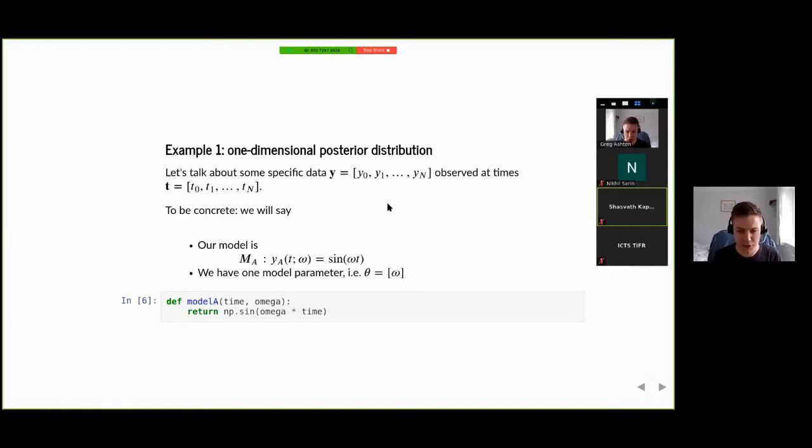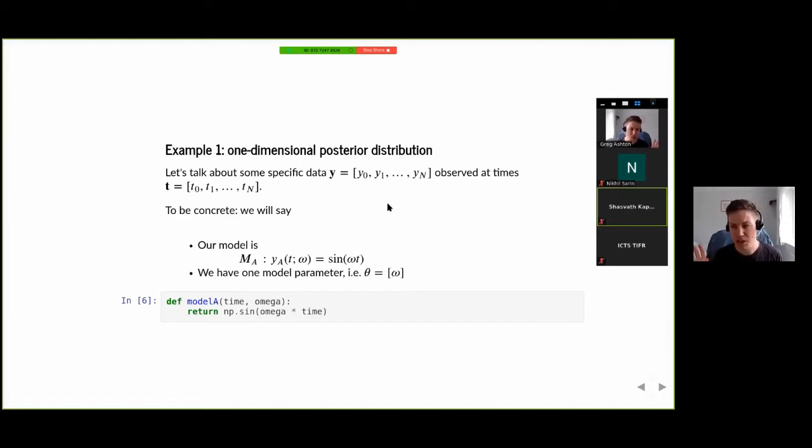This is just for the purpose of the demonstration. I'm going to say that my model, model A in this case, is just a sine function. So my prediction for the data, my generative model, is a sine function which goes as omega t. If you give me the observed time and the angular frequency omega, then I predict that y will be sine of omega t. Therefore, in this case, we have just one model parameter, omega. That's the only parameter that this model has.